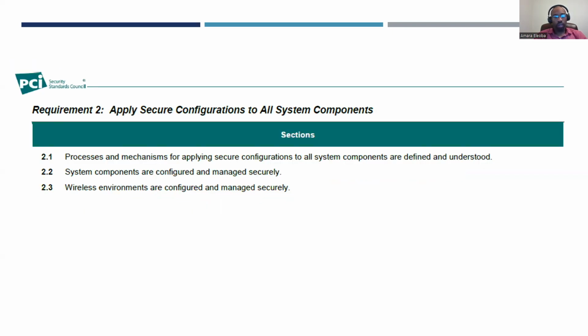Requirement 2 talks about applying secure configurations to all system components. 2.1 looks into the processes and mechanisms for applying secure configuration to all system components. We want to make sure it's defined and understood, and that can be your policy, processes, and procedures. Then 2.2, system components, we want to make sure they are configured and managed securely. For your wireless environments, that is 2.3, we want to make sure that all your wireless environments within your CDE are configured and maintained securely.